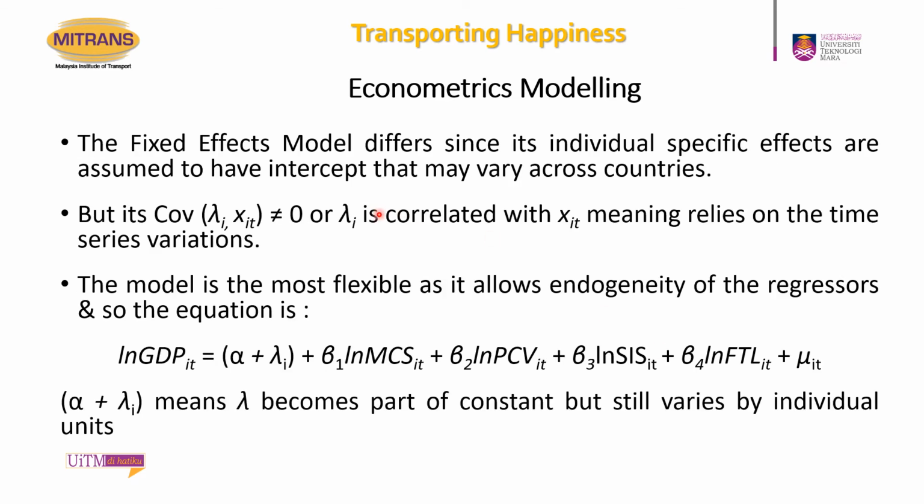In the fixed effects model, on the other hand, the individual specific effects are assumed to have an intercept that may vary across units. So now we can see the covariance is no more equal to 0, and this lambda i is correlated with x it, meaning it relies on the time series variations. So in the model you can see here, lambda i becomes part of the constant, and we have the mu it at the end of the equation here.